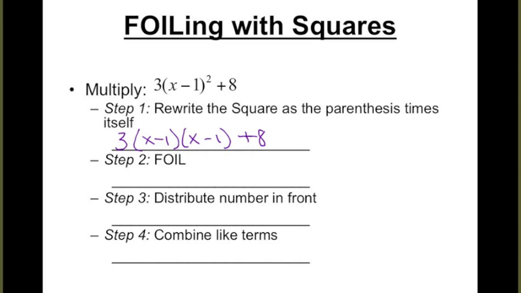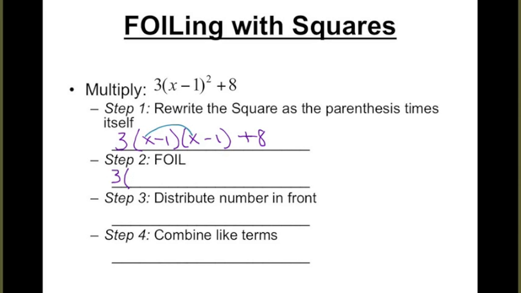Squared means times itself. So we're going to rewrite it 2 times multiplied together. And then we're going to FOIL. When we FOIL, we let that number in the front just hang out. And we're going to take those two groups and multiply first, outside, inside, last.